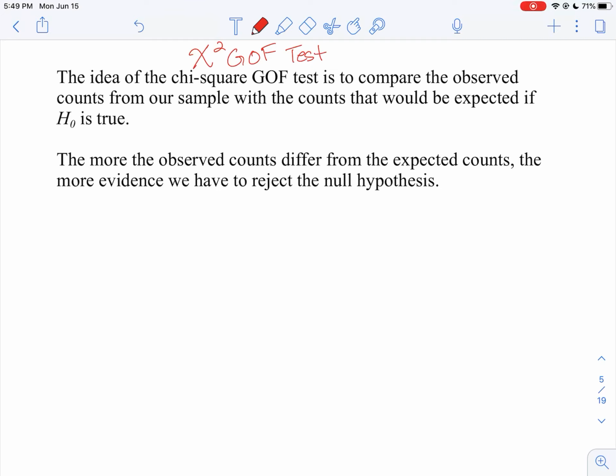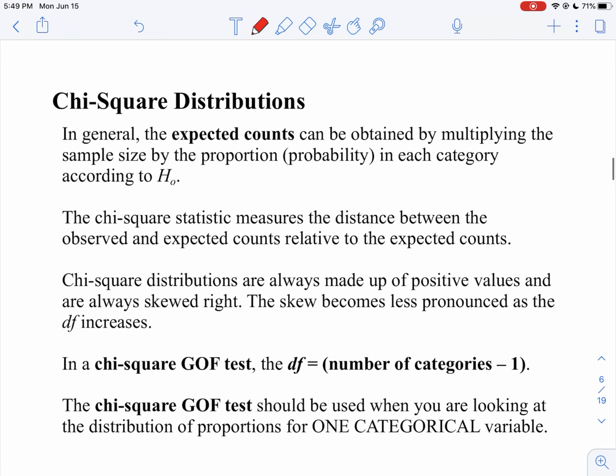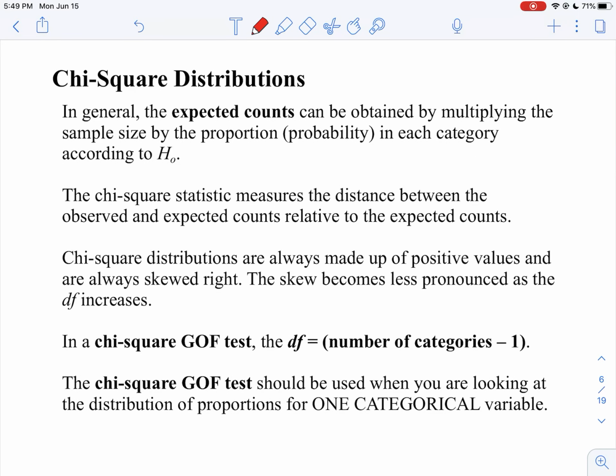So it's comparing the observed counts in our sample with the counts that would be expected if the null is true. And the more the observed counts differ from those expected counts, the more evidence we will have to reject the null. So in general, the expected counts can be obtained by multiplying our sample size by the proportion or the probability in each category according to the null.